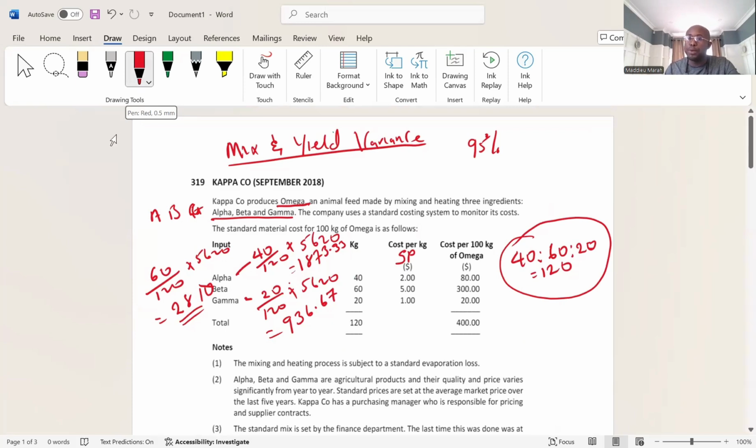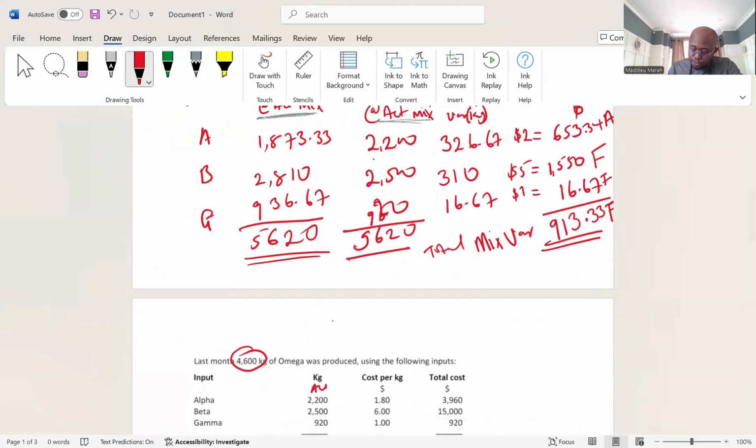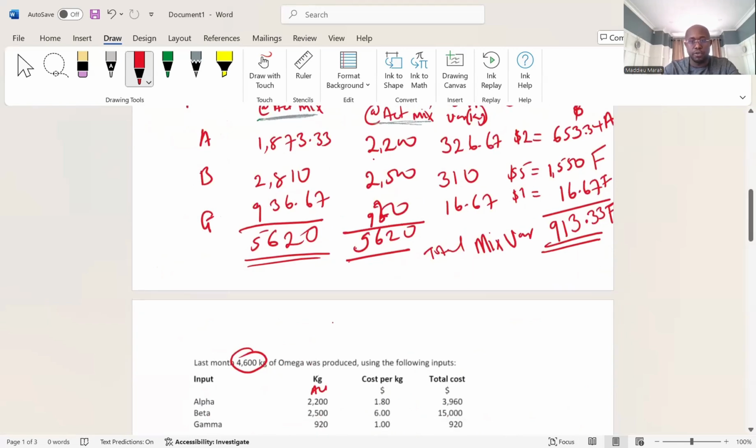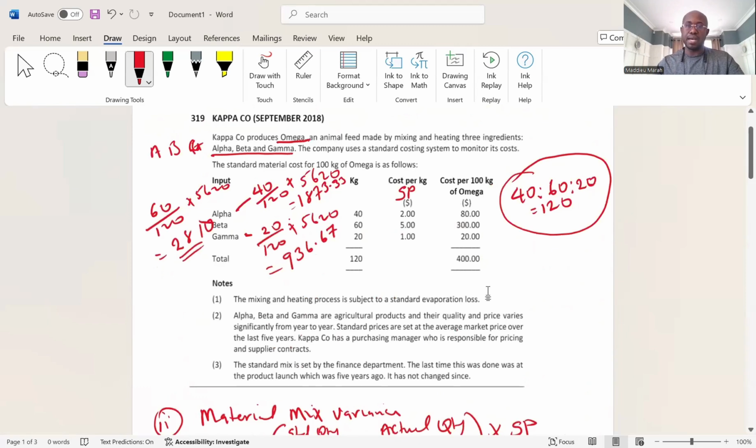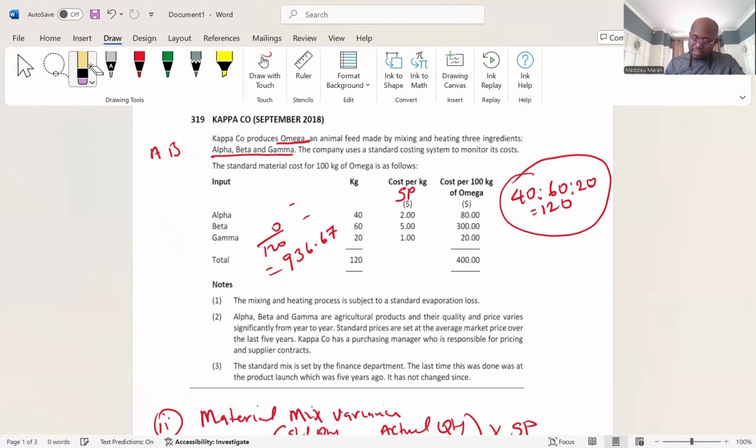What's the actual production? From the question, we are told that the actual production is 4,600. Can you see that? Actual production 4,600. Stay with me. Okay. So let's calculate this figure. For now, I'm going to take this off, so we can calculate the standard quantity at standard mix.